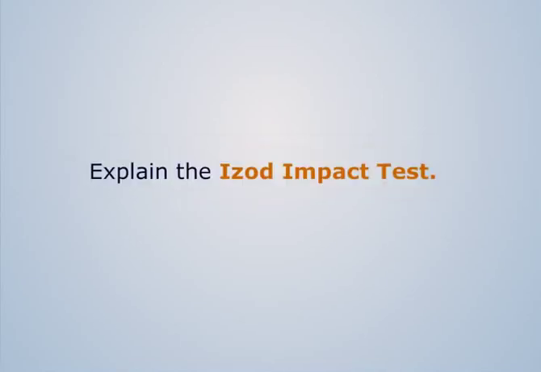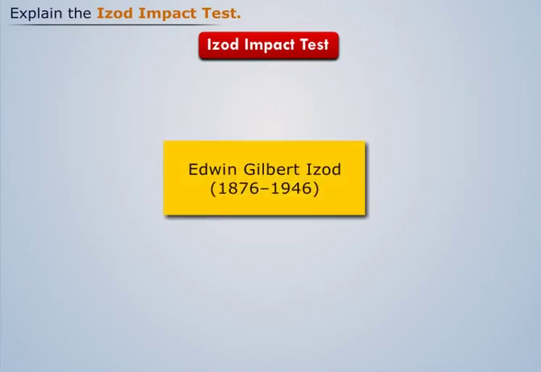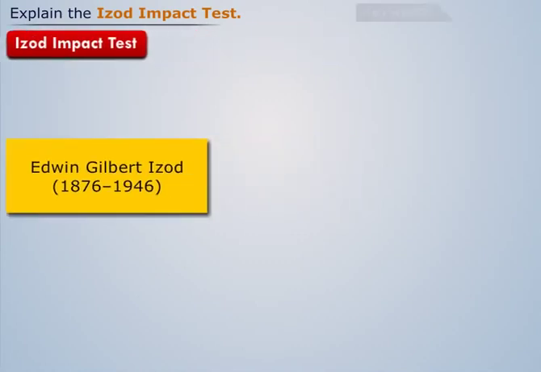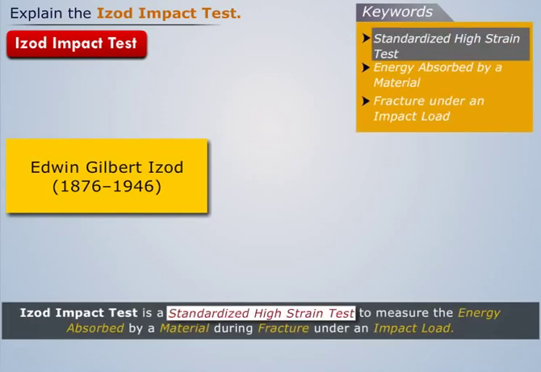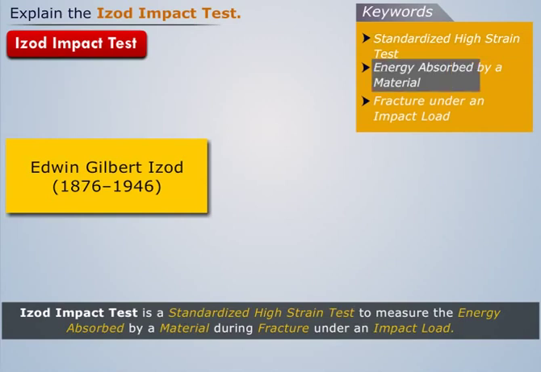Explain the Izod impact test. The Izod impact test was invented by Sir Edwin Gilbert Izod. It is similar to the Charpy impact test. It is also a standardized test that measures the energy absorbed by a material during fracture under an impact load.